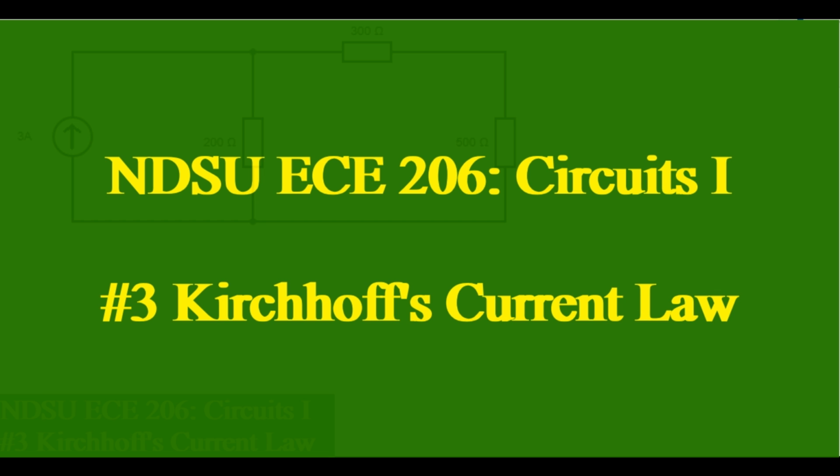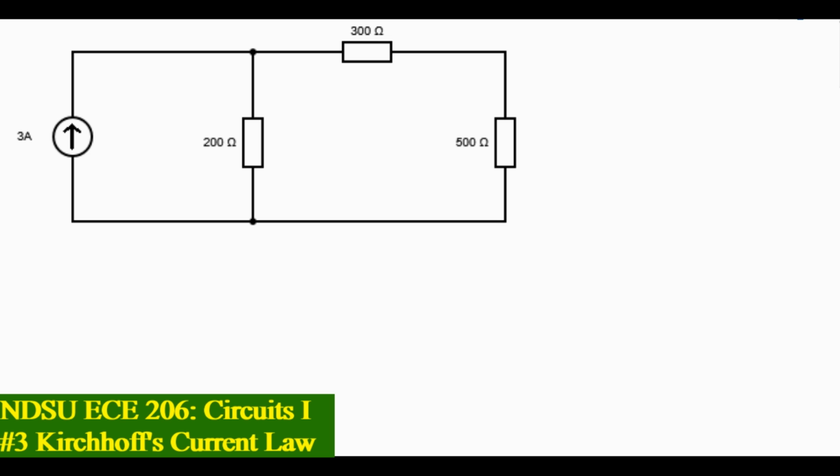This episode we're going to focus on KCL, or Kirchhoff's current law, and we're going to use it to solve this circuit. So what do we have here? We have a 3 amp current source, a 200 ohm resistor in parallel with 300 ohms in series with 500 ohms. What does KCL tell us?